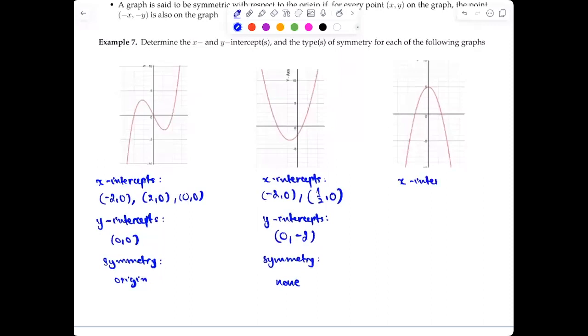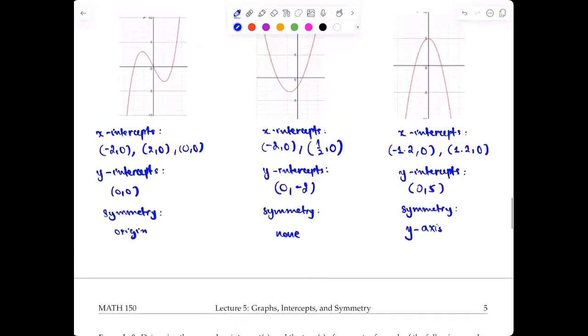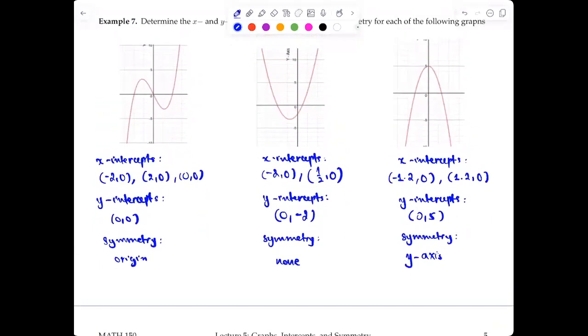The next graph, the x-intercepts are not going to be very clear, so let me put down the solutions. (-1.2, 0) and (1.2, 0) for the x-intercepts. And for the y-intercept, it's (0, 5). Now for symmetry, what type of symmetry? Yeah, this one is symmetrical with respect to the y-axis. Any questions on these three graphs?